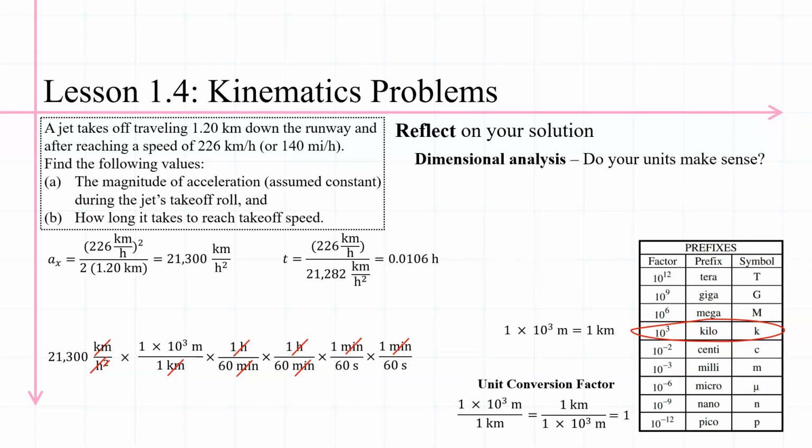Now I'm actually going to do the multiplication across. It's 21,300 times 1,000 divided by 60, divided by 60, divided by 60, divided by 60. Or I could just multiply all of those 60s together first, and then divide by that value when I multiply those all together. And my end result is 1.64 meters per second squared. That is a very reasonable result for a somewhat fast acceleration for a jet.